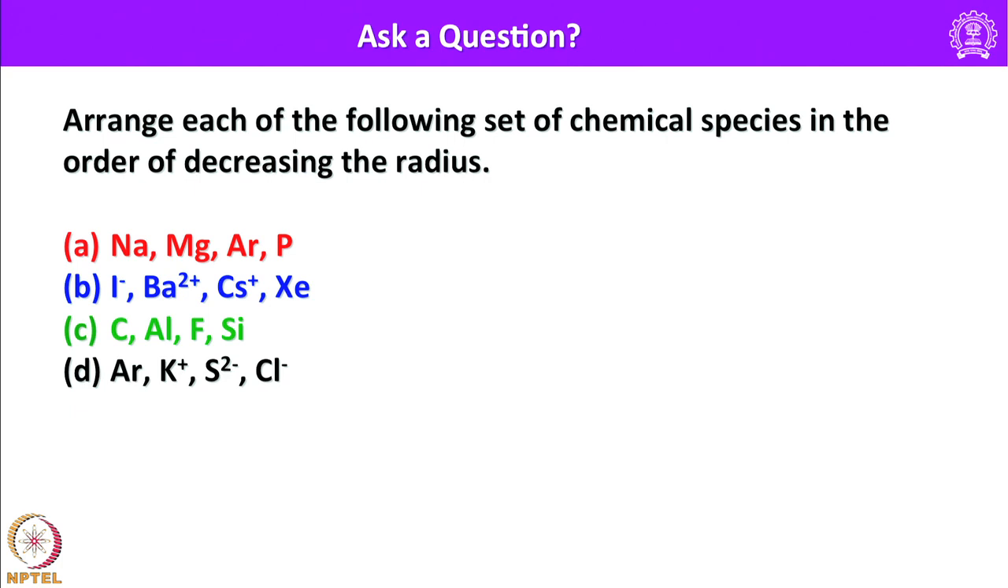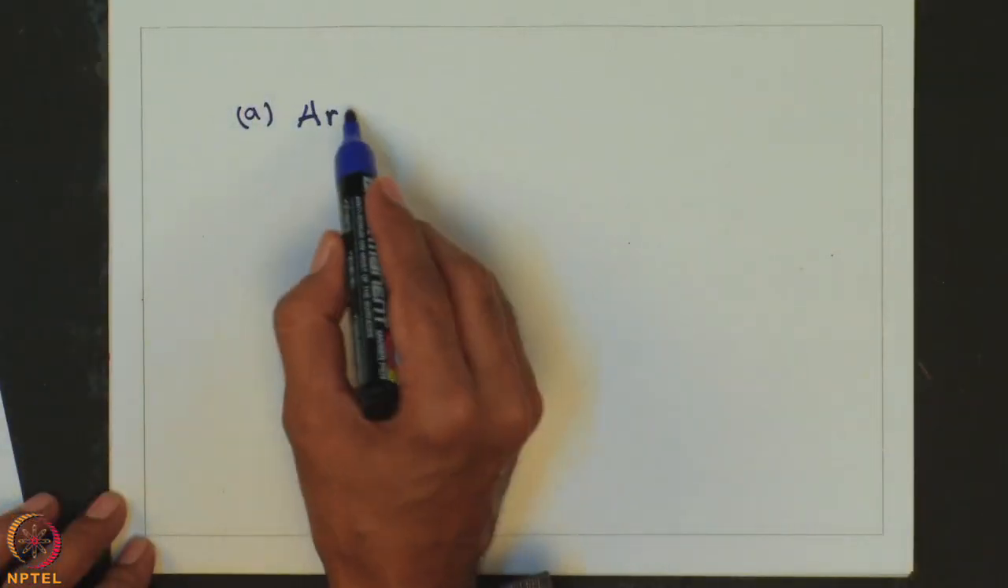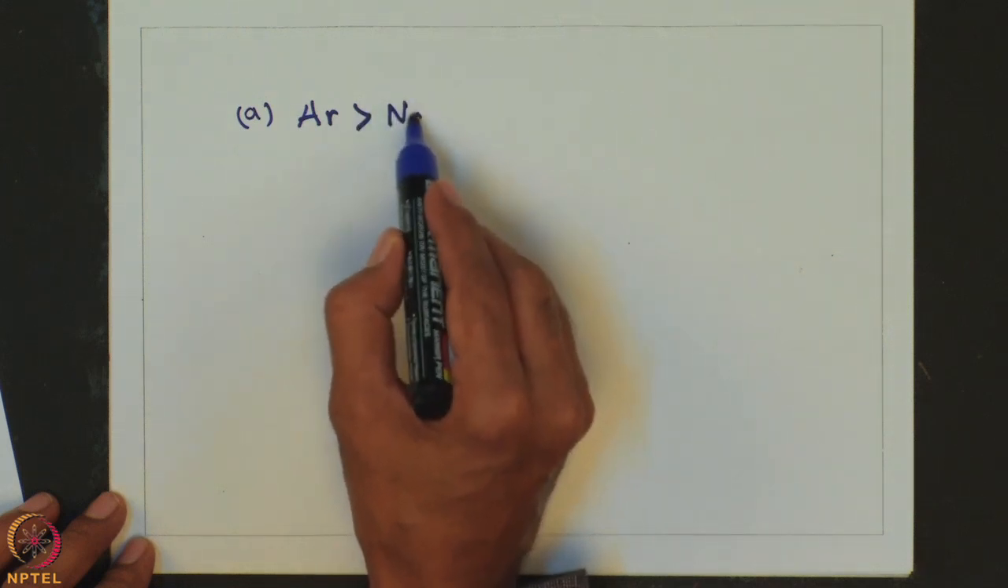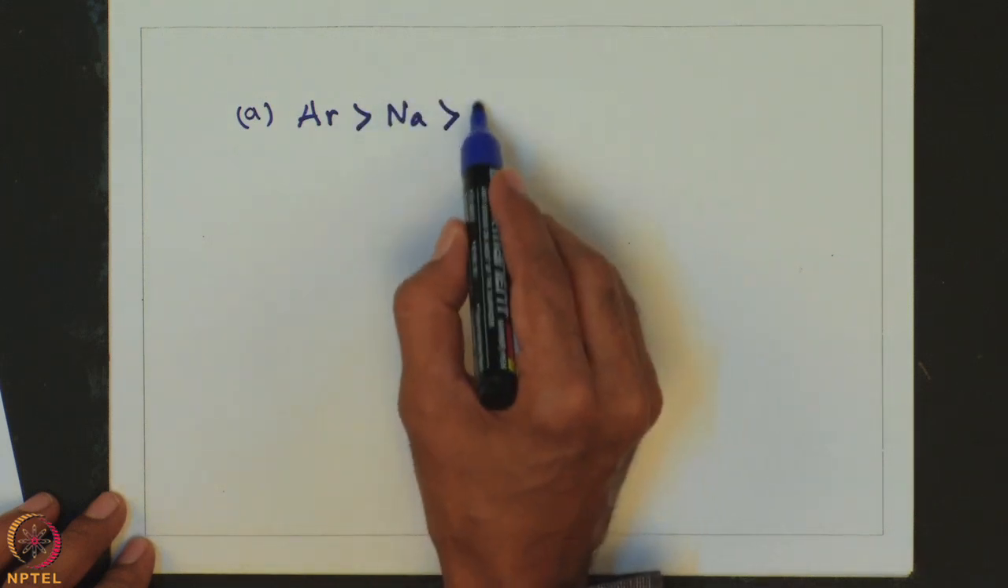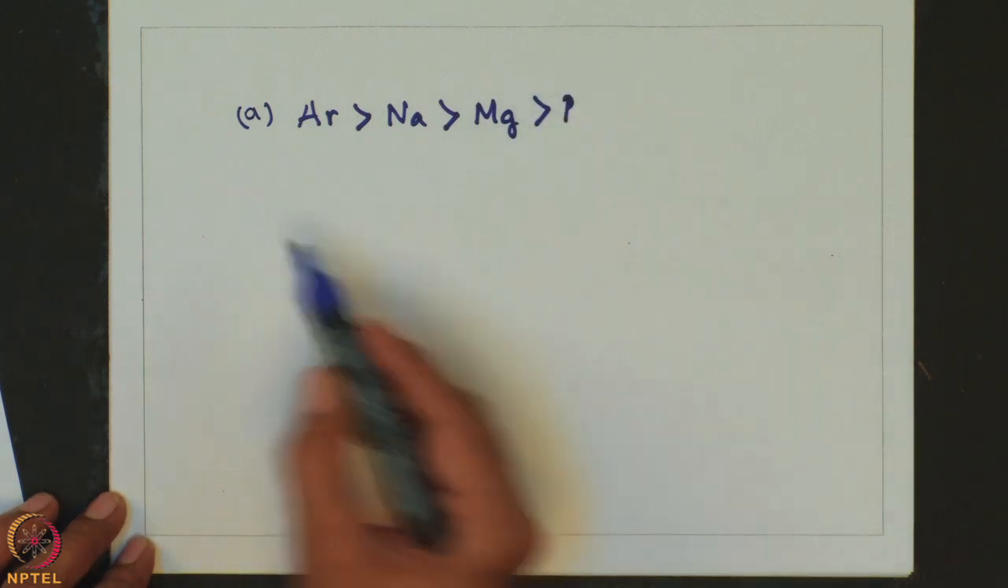Let us start one at a time. First we have to identify the elements present in the series and write down the atomic number, and by looking at the atomic number and their relative positions in the periodic table, we should be able to write it without any problem. For the first one, the answer is... So, this is the order.